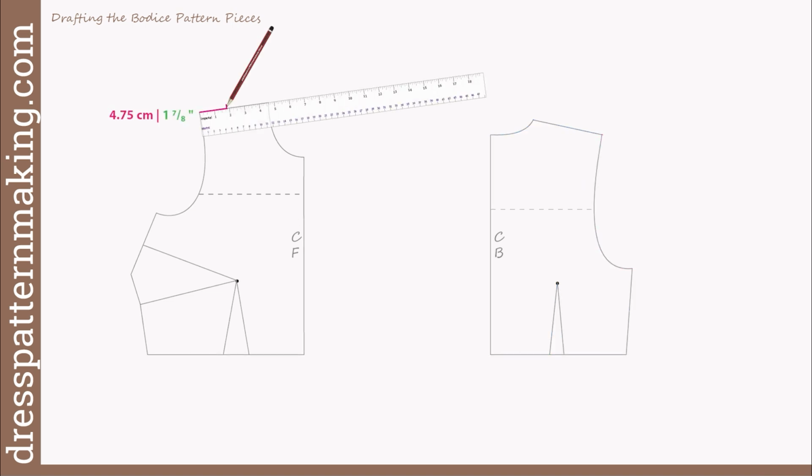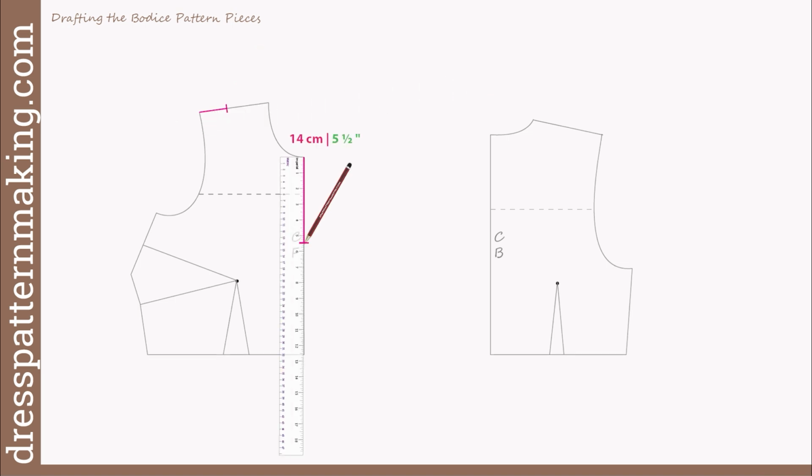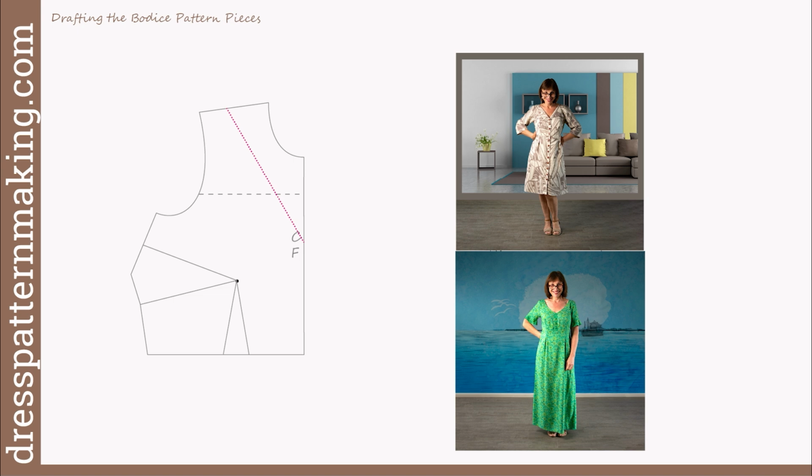Now I'll move on to the neckline. I'm going to measure in on the front shoulder from the shoulder's edge for 4.75 centimetres or 1 7/8 of an inch and make a mark. Then I'll measure down on the centre front line for 14 centimetres or 5.5 inches. This is my preferred depth for a V-neck. Then I'll draw a straight line to join those 2 points.